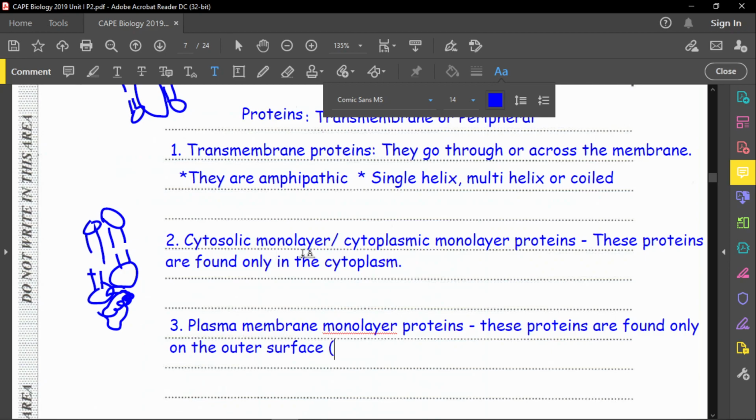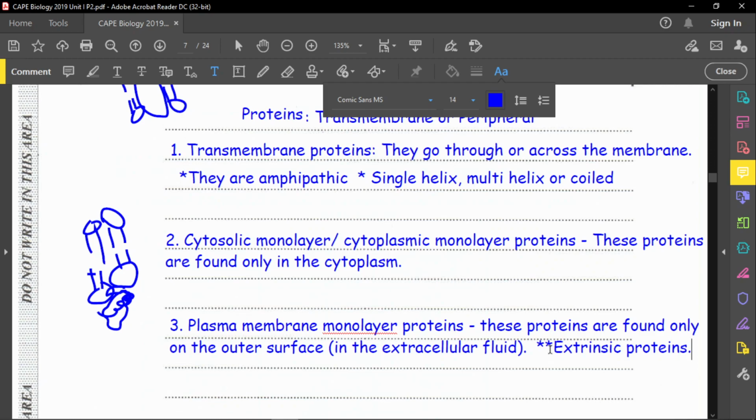So that's where they are. One is in the cytoplasm, and one is in the extracellular fluid. And again, names are associated with them. Another name for the proteins found on the outside, just to make a note of that, is extrinsic proteins.